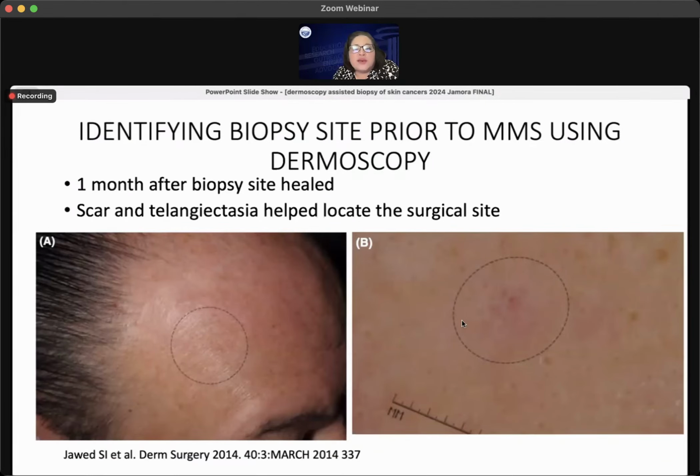here, this was 1 month after the biopsy site healed. You can see the outline of the scar here, which is hypopigmented and a bit different from the surrounding normal skin. Okay, so again, here are the 3 clues. You can see remnants of basal cell, you can look for the scar, and the hypopigmented demarcation from surrounding normal skin.